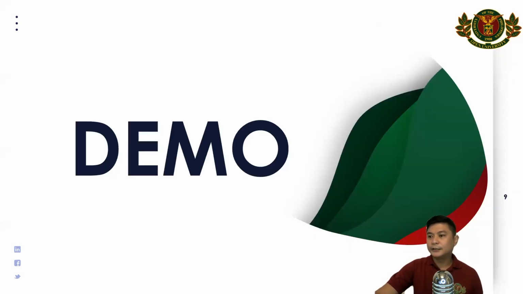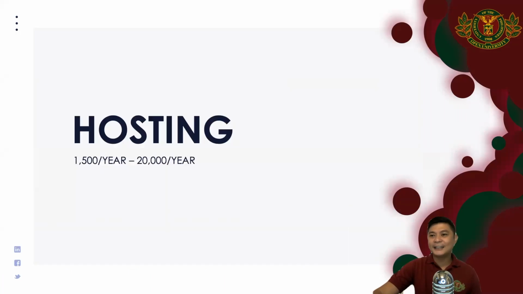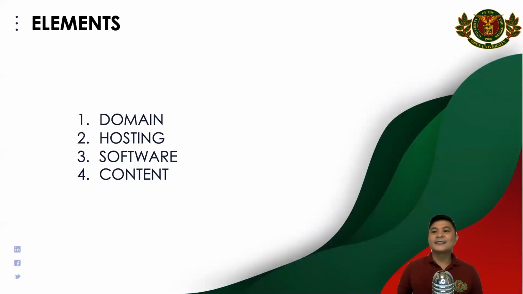So, do we have questions? Simple lang po ang ating discussion. Elements: domain, hosting, the software, which is WordPress using WooCommerce, and our content. We all have our content with us. We have pictures, we have the text, and if we have the logo elements, that's part of the content. Domain and hosting, you just need to buy. You just need to research what you will use, and then the software we will demo later.